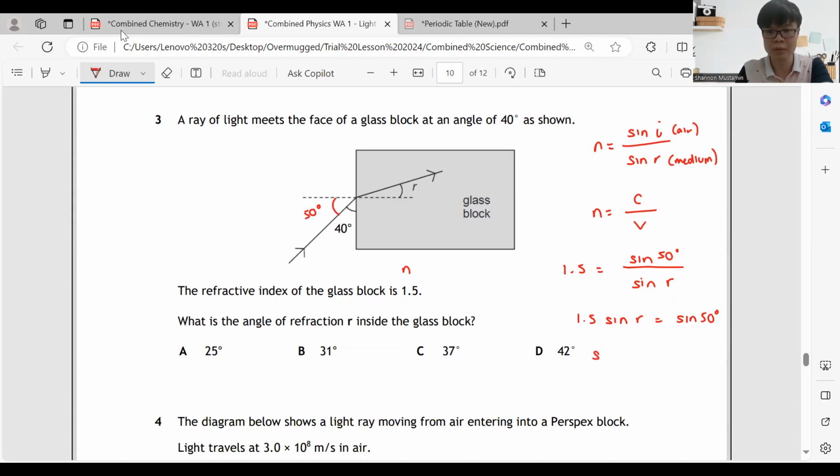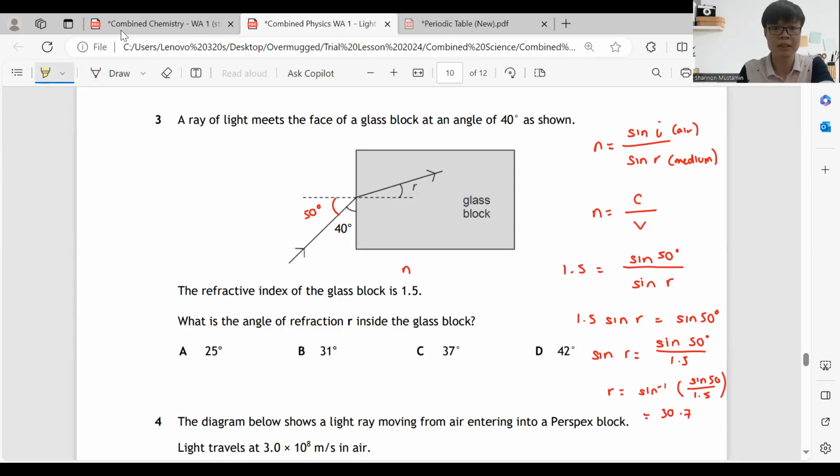Actually, the working is not this long. Technically, y'all can make it shorter. It's just that some students cannot see, so I write that. Last step, sine inverse. This is your EMF part. You want to make R alone, so you sine inverse both sides. Okay, and you will get 30.7. This is the best.